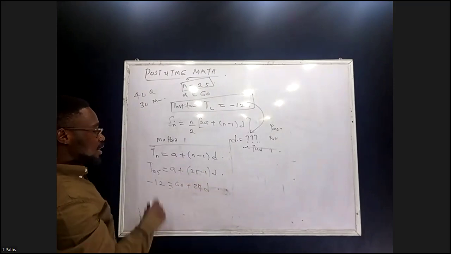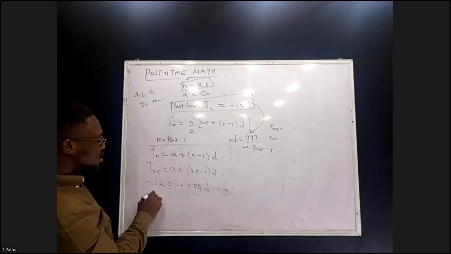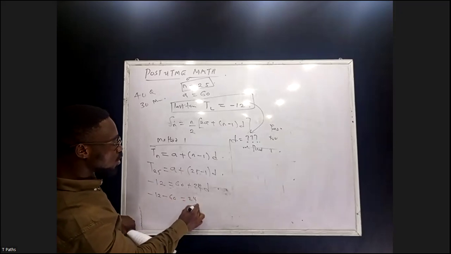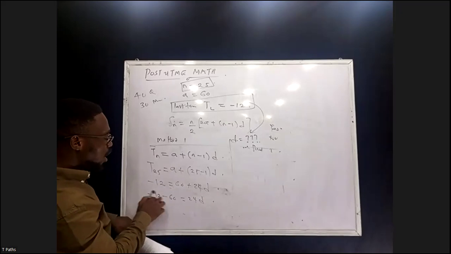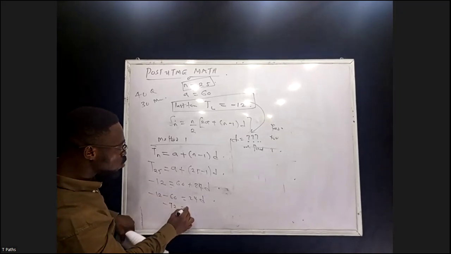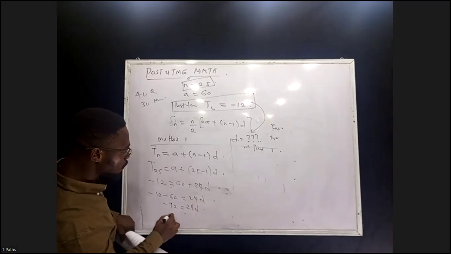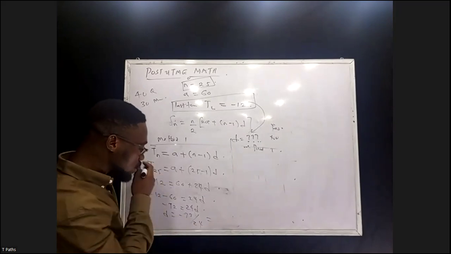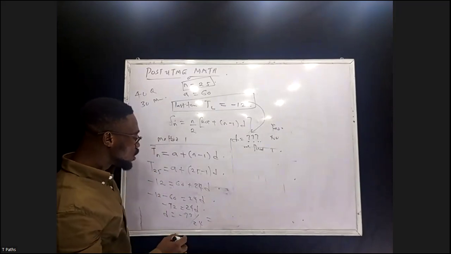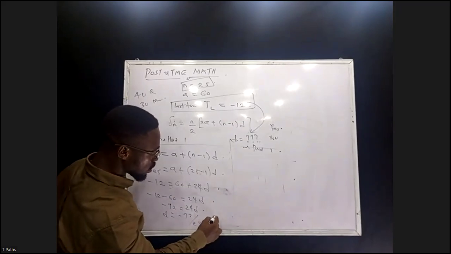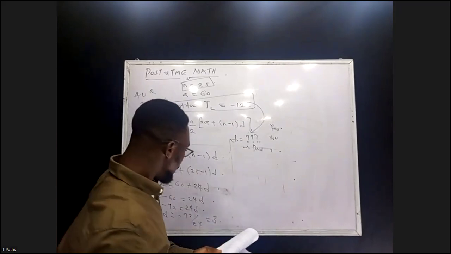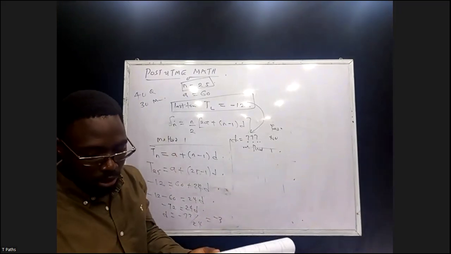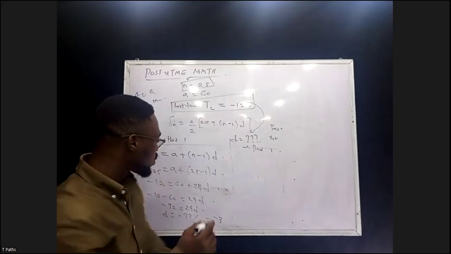Am I making any sense? The next thing is for me to collect like terms. If I collect like terms, what would that be? Minus 12 minus 60 equals 24 d. What is minus 12 minus 60? Minus 72 equals 24 d. What will now be my d? Minus 72 over 24, which should give me 3. Okay, so that's minus 3. So our common difference is minus 3.